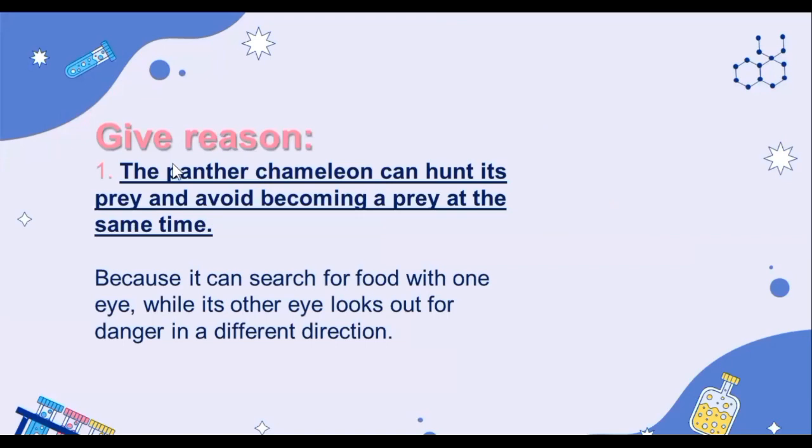give reason. The panther chameleon can hunt its prey and avoid becoming a prey at the same time. ليه؟ Because it can search for food with one eye while its other eye looks out for danger in different direction. يعني بتدور على food وبالتالي تعرف تعمل hunting للpreys ب one eye، والeye التانية بتدور على danger في المكان اللي هي فيه في different direction، اتجاه مختلف خالص.